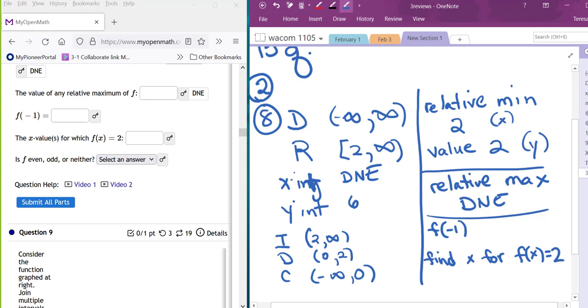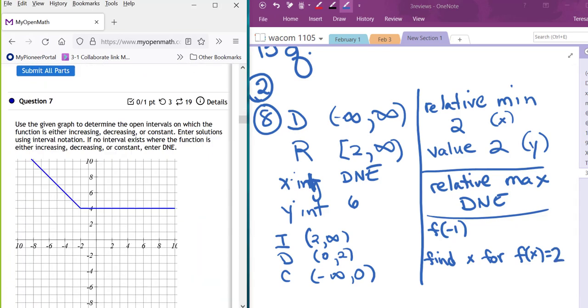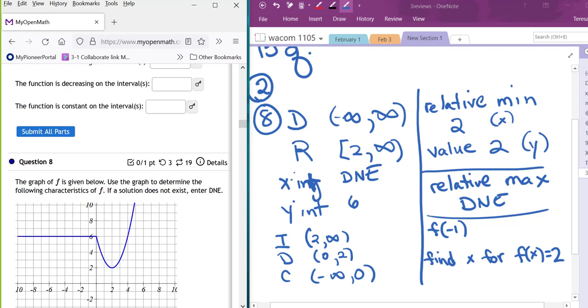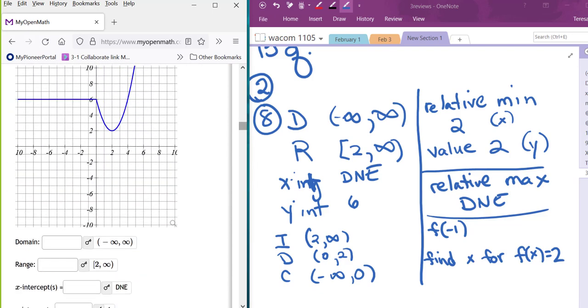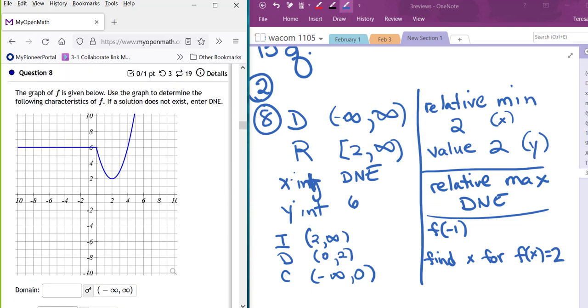All right, and the last one is odd, even, or neither. Let's see the picture. So f of negative 1: when x is negative 1, what is y? So x is negative 1 right here. The y value is 6. It's in that constant region.